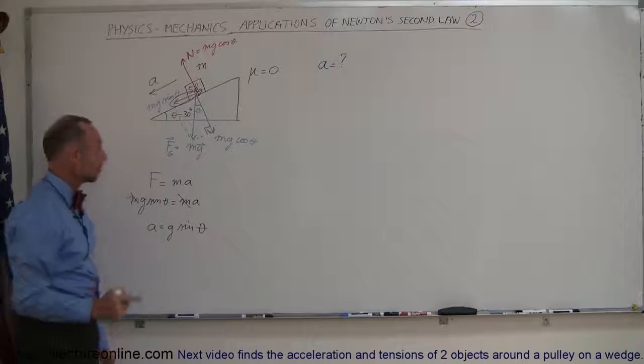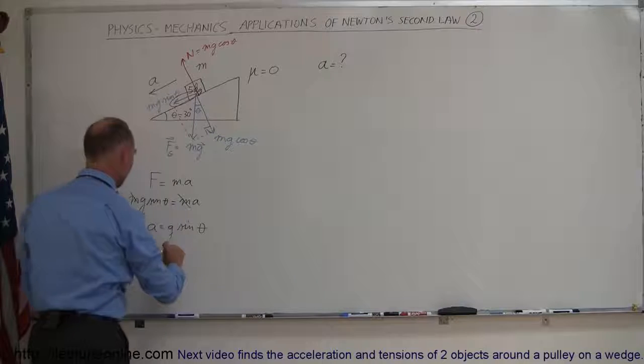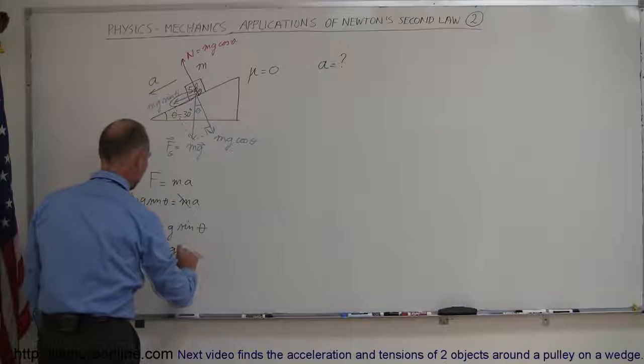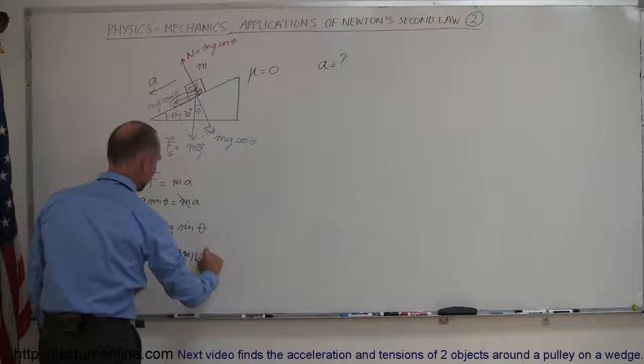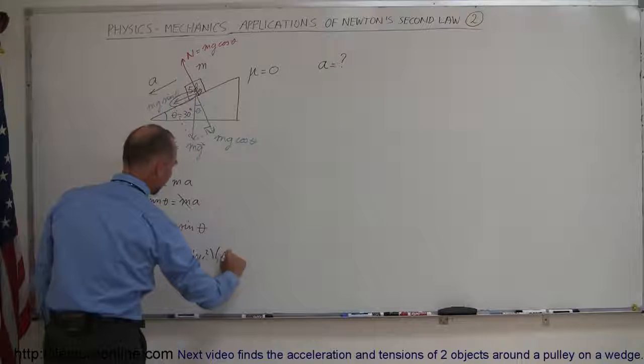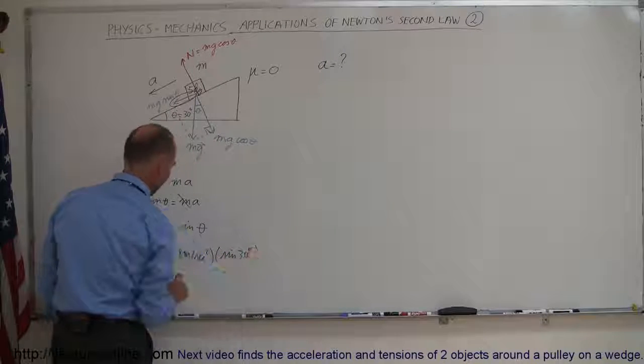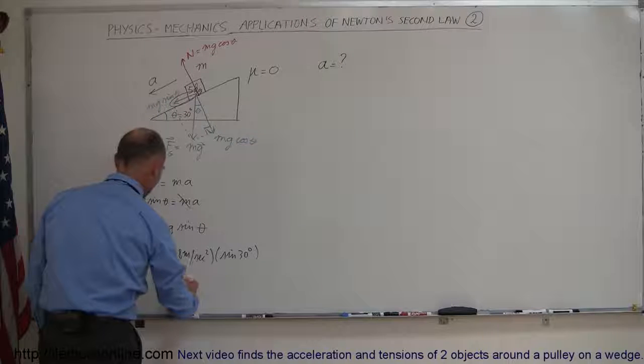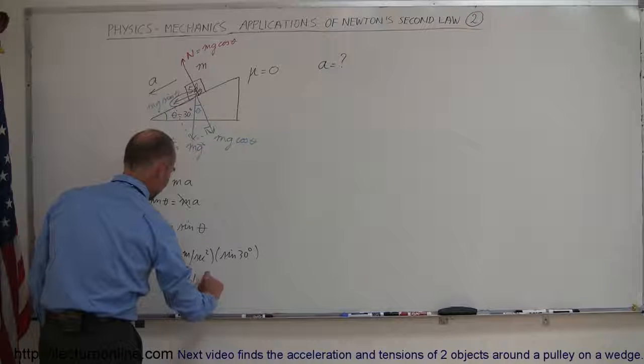All right. Now, if we plug in what we know, theta is 30 degrees, so this is equal to 9.8 meters per second squared. Multiply it times the sine of 30 degrees, which is 1/2, so this ends up being 4.9 meters per second squared.